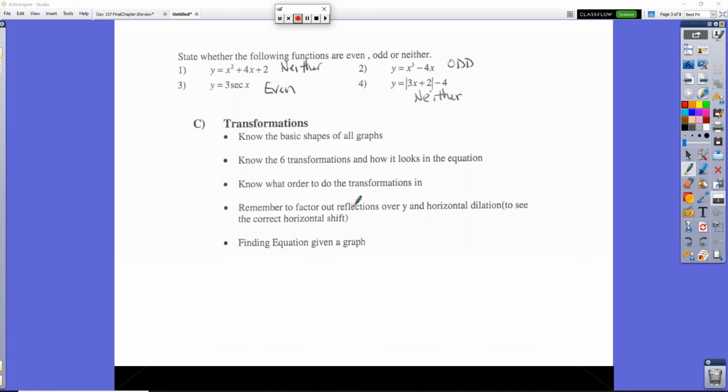On the top of the next page, we were asked to say whether or not these functions were even, odd, or neither. So you could do this either by plugging a negative x into your formula everywhere for x and doing it algebraically, or you could be graphing these functions and seeing if they have the different kinds of symmetries that we're looking for. So number 1 is a neither. Number 2 is odd. It has symmetry over the origin, or all the x values change when you plug in a negative x. Secant is one of the even trig functions, so this one's even. And number 4 is neither.